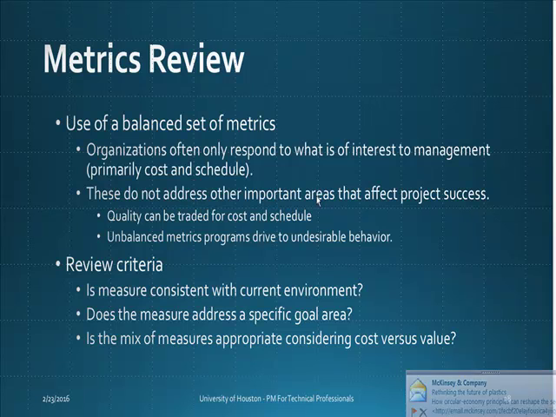and is a mix of measures appropriate considering cost versus value, which is talking about, well, if you choose a mix of measures, will the return on investment from working on such a mix of measures pay off, right? So what is the return on investment for those?